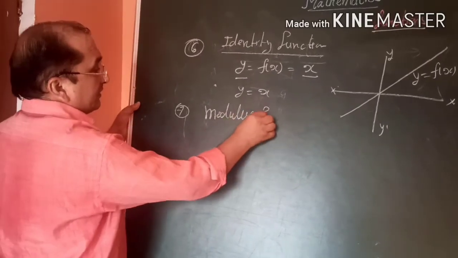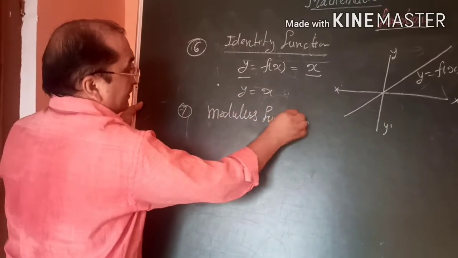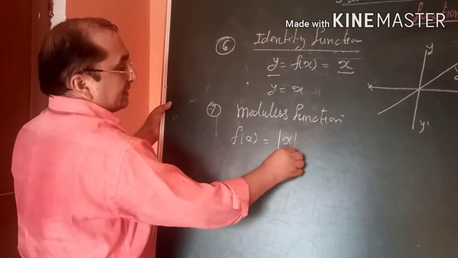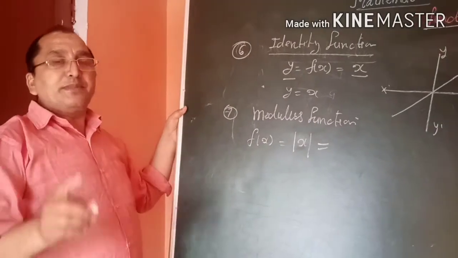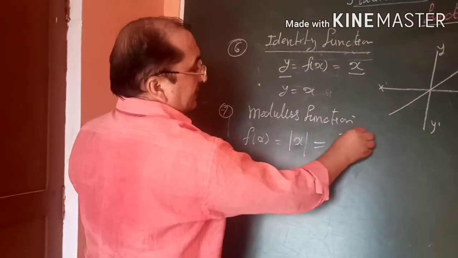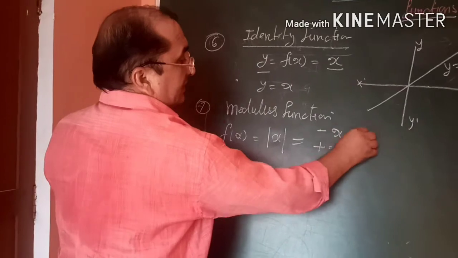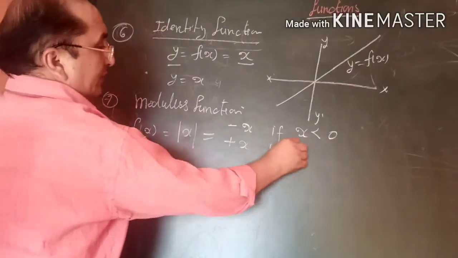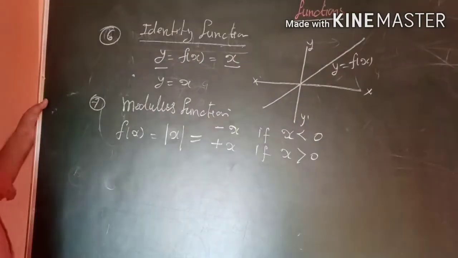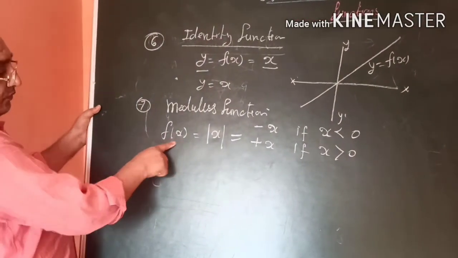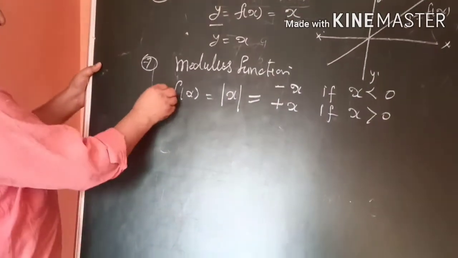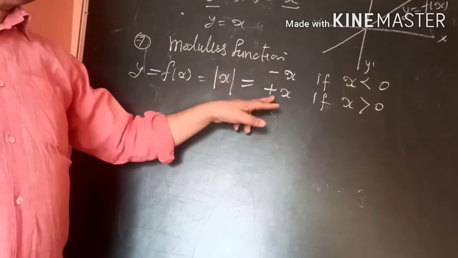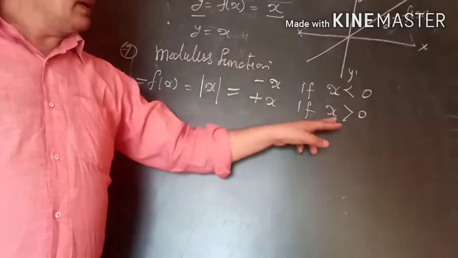Modulus function. The modulus function is f(x) = |x|, and |x| has two values: either -x or +x. It is -x if x is less than 0, and +x if x is greater than 0. We denote this by y, so y = f(x) = |x|, either -x if x is less than 0, or +x if x is greater than 0.